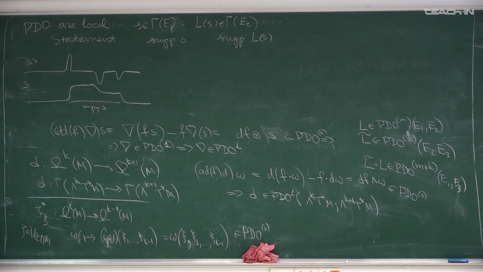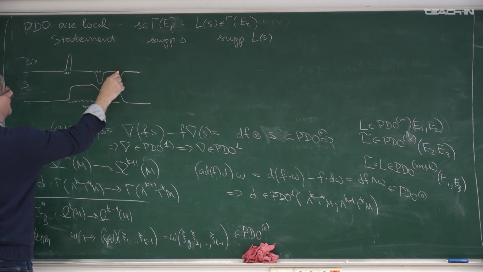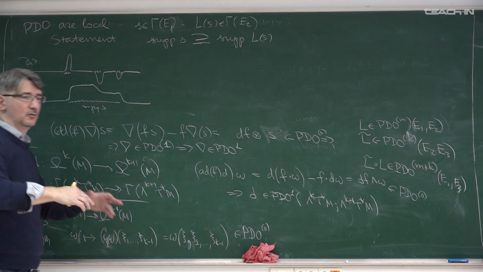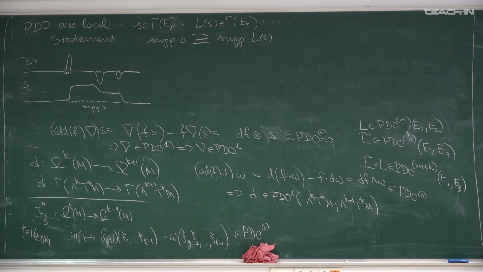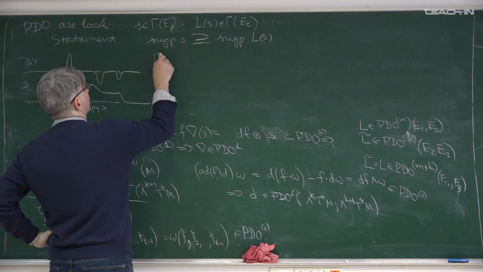I guess the support of the derivative of this section looks like this, and the support is smaller. So the statement is that when you apply derivative operators, the support cannot be bigger than the initial support. Okay, how to prove it? Proof.